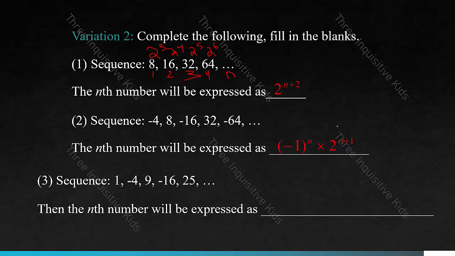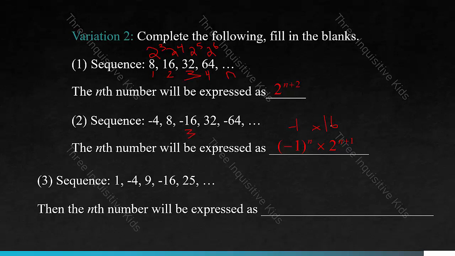So let's see if this makes sense. If we were talking about the third term, which is -16 here, n will become 3. You can see that -1 to the 3rd power is -1 times 2 to the n plus 1 power. 3 plus 1 equals 4, so 2 to the 4th power equals 16. That gives us -16. So you can see that we just confirmed this expression.